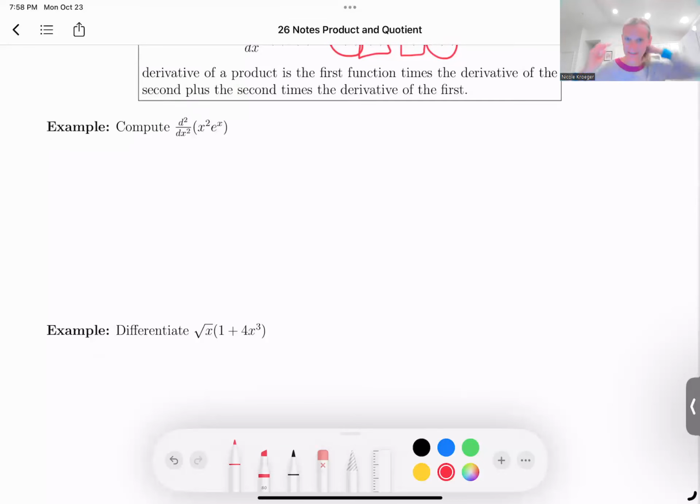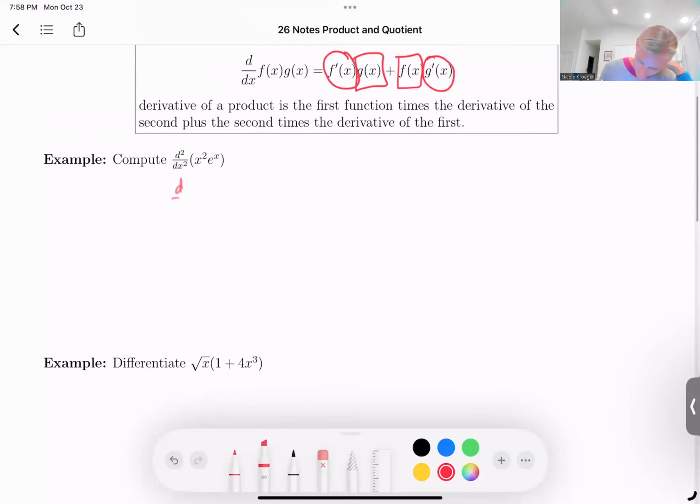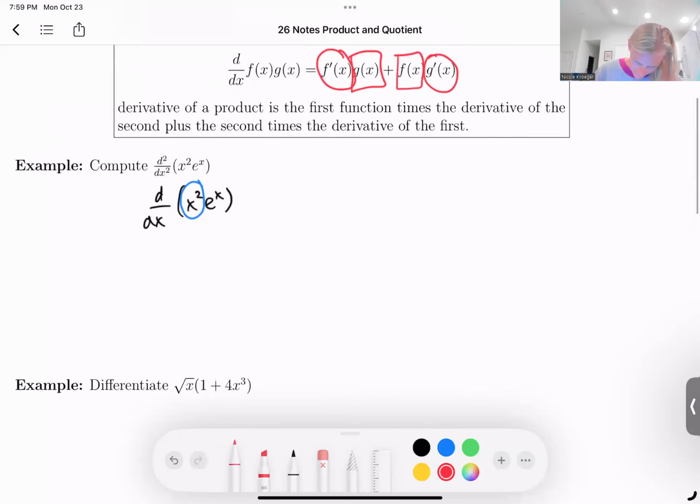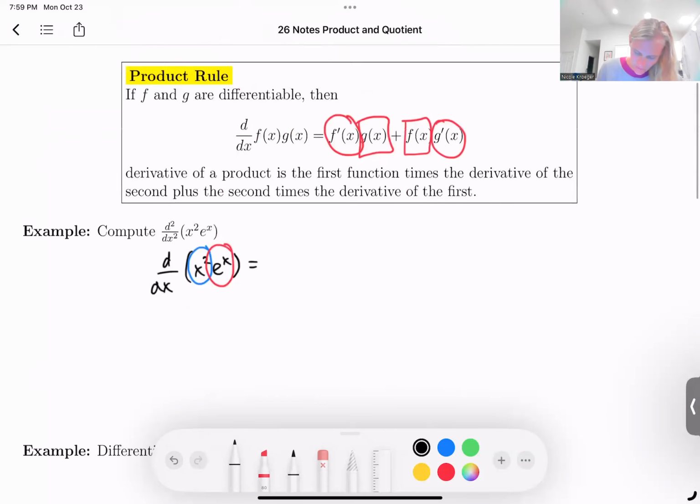Okay. Ooh, so this one's going to make me take a second derivative. So the first derivative of this guy. So I have x squared times e to the x. There's multiplication there. This is not something I can simplify at all. So I have two different functions. I have x squared and I have e to the x. So I'm going to start out by taking the derivative of x squared, which is 2x.